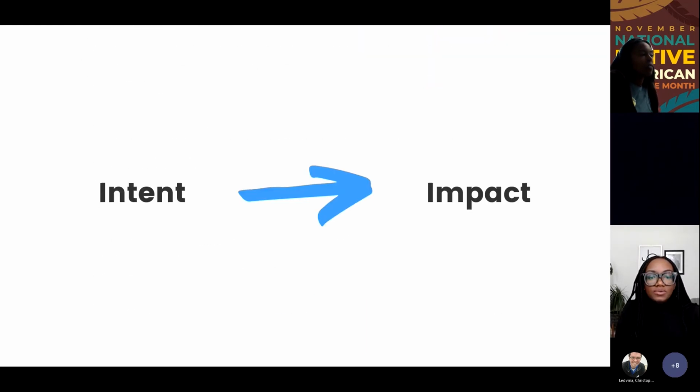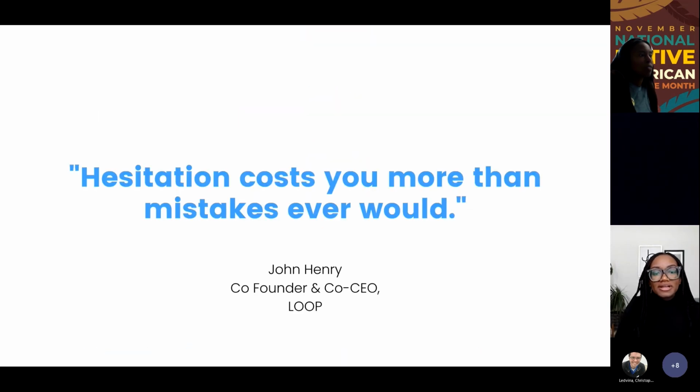And so, it's easy to say that we mean well, right? And we want to see change, but creating change is really what counts, right? Impact is where all the action is. And I have this quote here by John Henry. He's a co-founder and a co-CEO of this organization called Loop. And he says, hesitation costs you more than mistakes ever would.